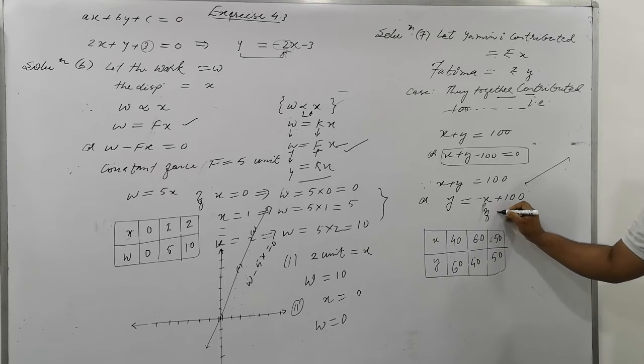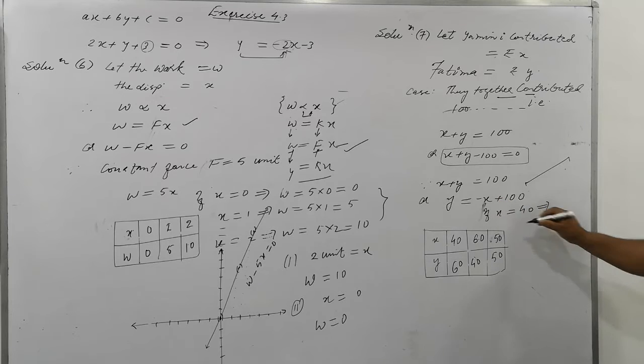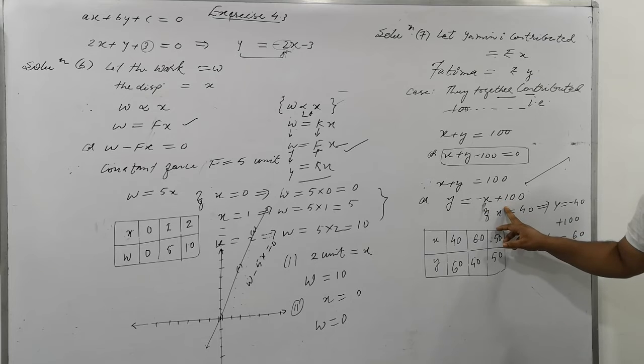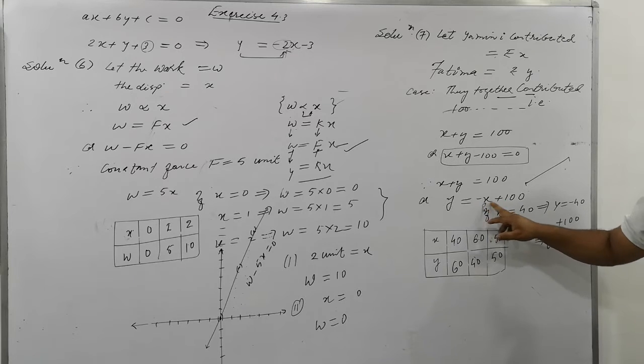If x is equal to 40, then what is y? y is equal to, in place of x we put 40, minus 40 plus 100. What is that here? Minus 40 plus 100, 60. It is not multiplying or addition. I could not take the addition. The expression is minus x plus 100.